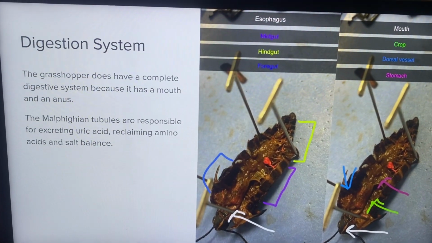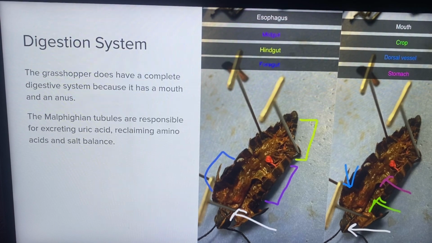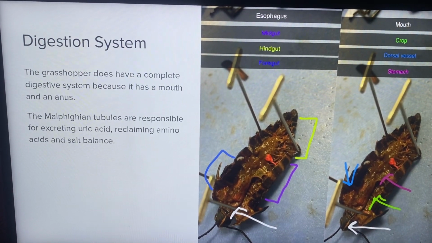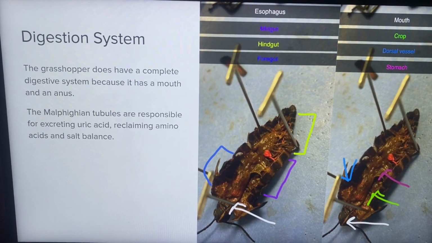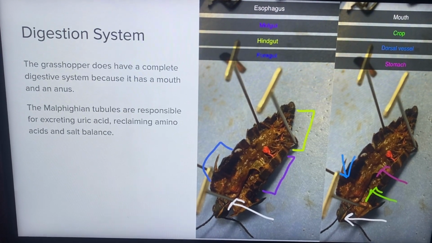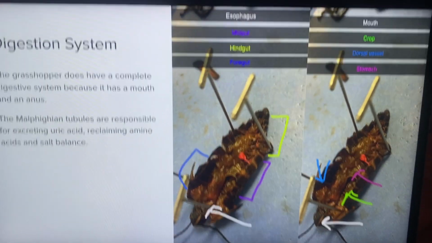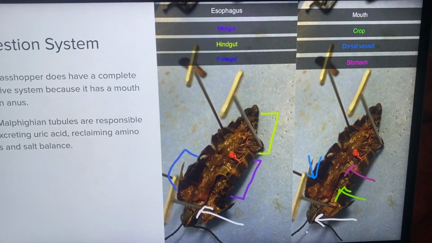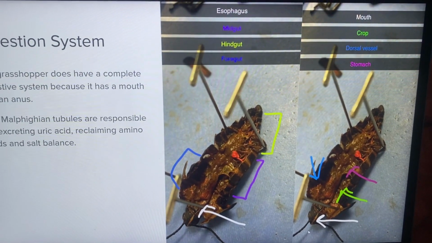And then the digestive system. The grasshopper does have a complete digestive system because it has a mouth and anus, which it eats food and then expels the waste through the anus. And then over here we can see it has a mouth, which is pretty self-explanatory.